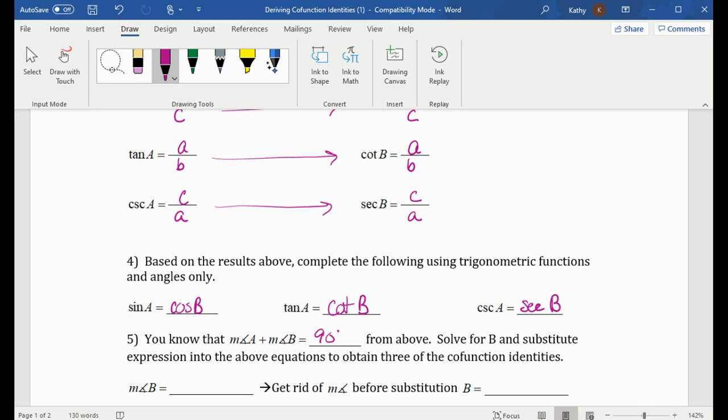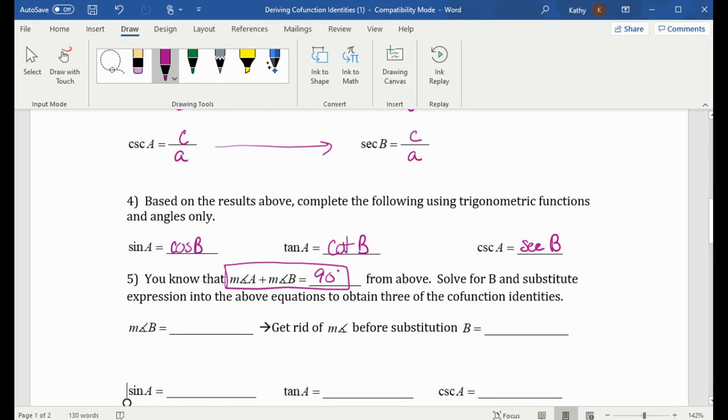If we solve this equation for B, what do we get? The measure of angle B ends up being 90 minus the measure of angle A. We get rid of this little symbol for the measure of the angle. We can substitute the fact that angle B, or just B, is equal to 90 minus A, just to simplify our notation. That expression is now going to replace what we have up on top.